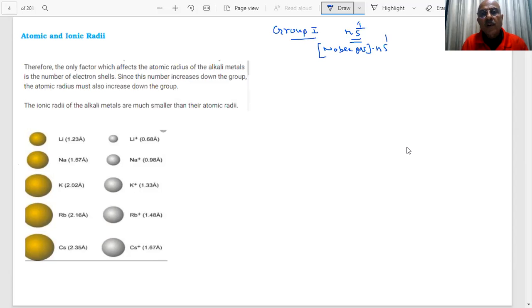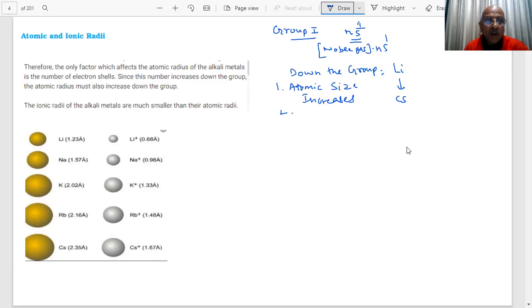What happens to the size, students, as you go down the group, from lithium, sodium, potassium, rubidium, cesium? What do we find? Atomic size increases. Why will the atomic size increase, students? Tell me, what is the reason for this? Going down the group, atomic size increases. What is the reason for this, students?